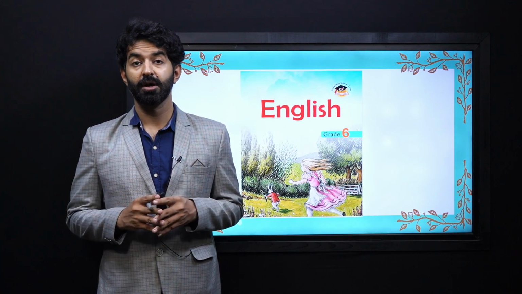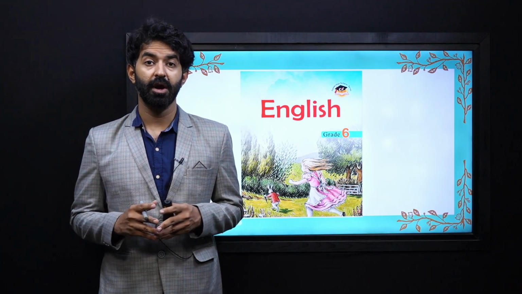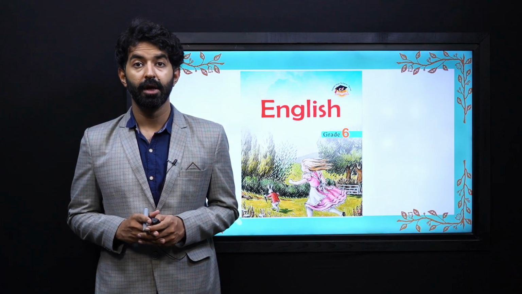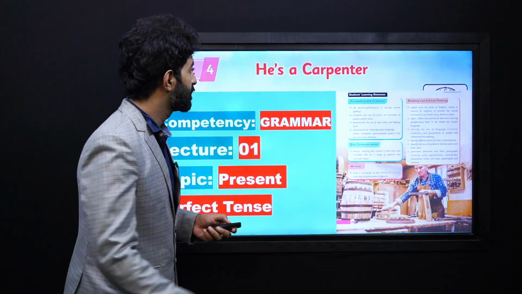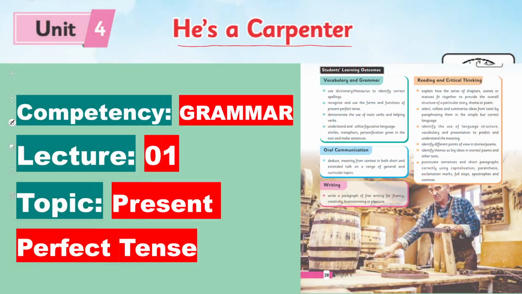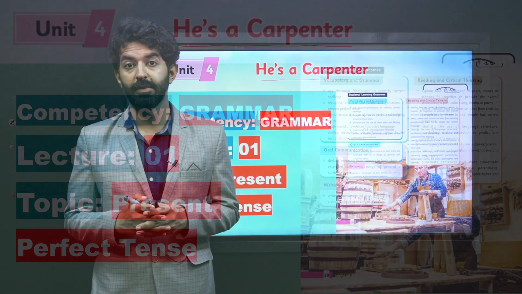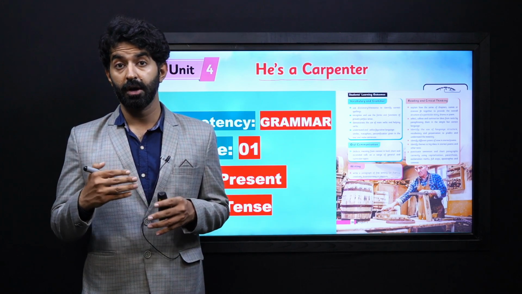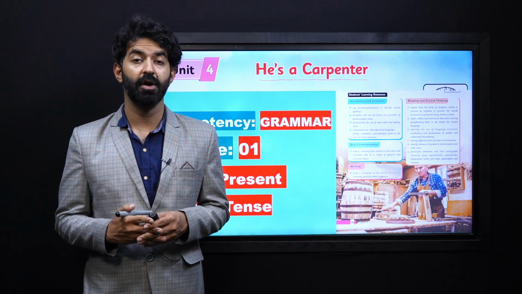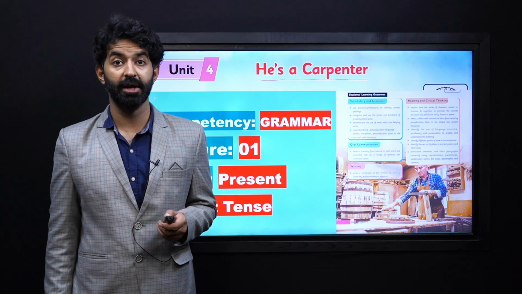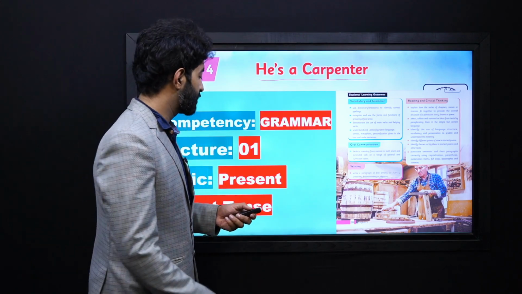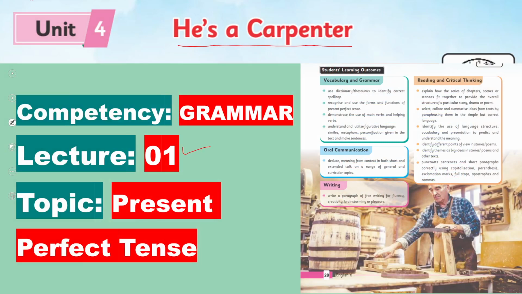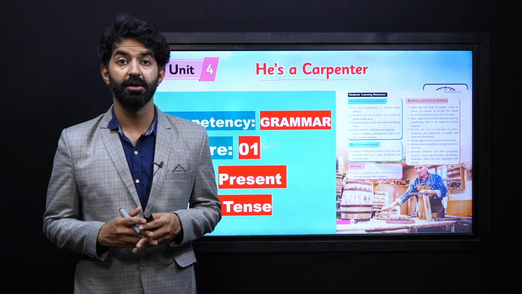So in today's video lesson, as you know, we are on our unit number 4 and the title is He is a Carpenter. And my dear learners, I hope that you have read the lesson. You are all ready and set to understand and achieve our grammar SLO for today's video lesson. This is our lecture number 1A, and our topic is present perfect tense.